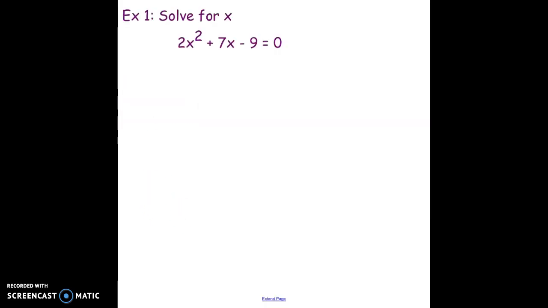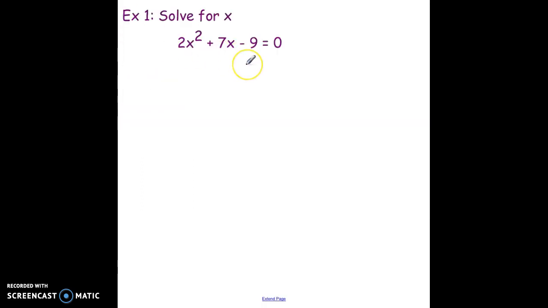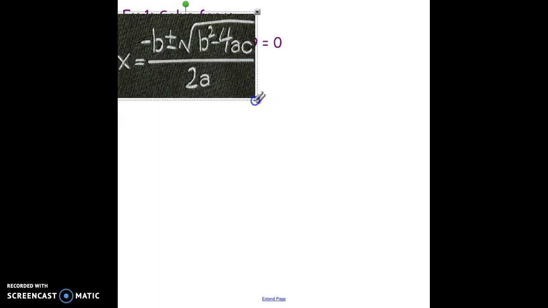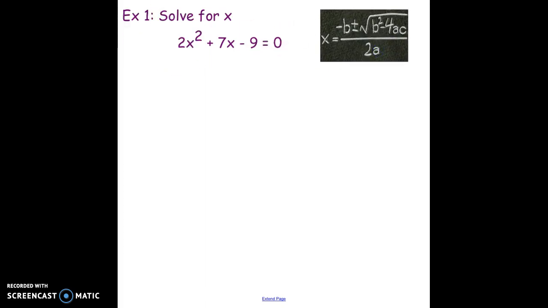So that formula is then what we're going to use for this. So I'm going to be lazy here and capture this so I don't have to write it on the next page here. So I've got my quadratic formula here, and I'm going to identify my A, my B, and my C. So 2 is my A, 7 is my B, and negative 9 is my C.